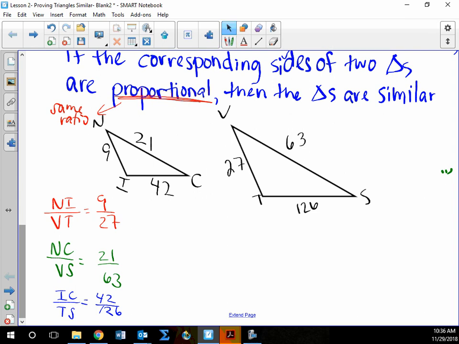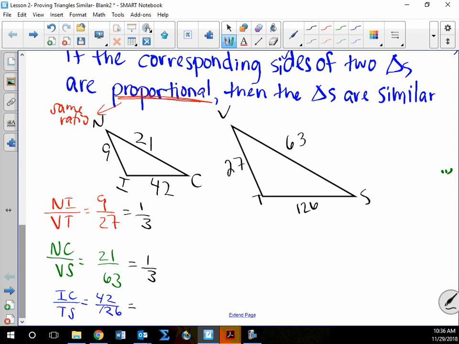Alright, these numbers are manageable. So again, every time you're checking proportions or ratios, set up by labeling what sides you're comparing, then the numbers. And now let's go and simplify. What is 9 over 27 reduced down to? 1/3. Woohoo! That was easy. 21 to 63? 1/3. Okay, now don't always assume the last one, but what is the last one? 1/3. So because these all have the same ratio, I can say that these triangles are similar. So triangle NIC is similar to triangle VTS.